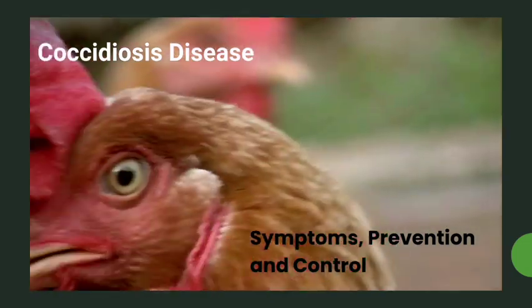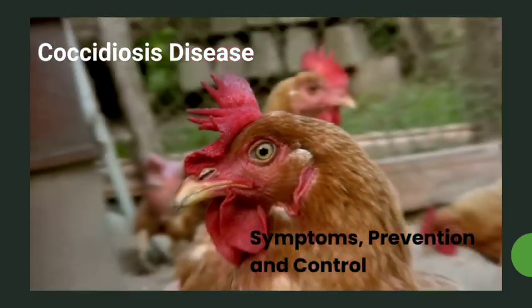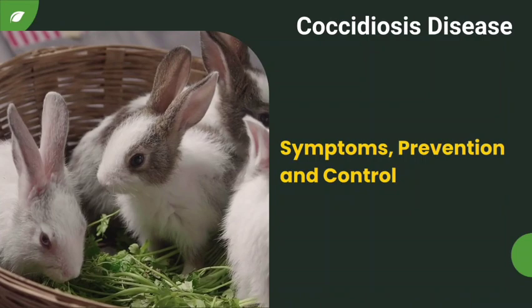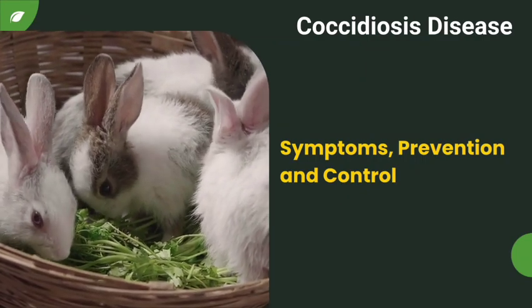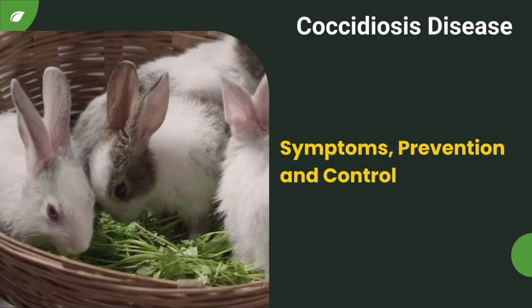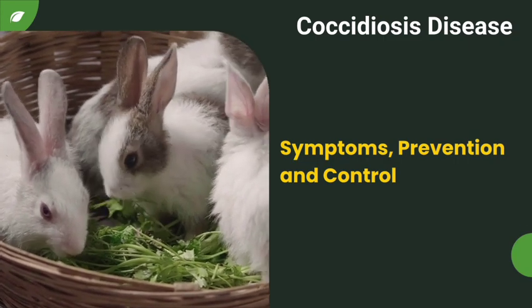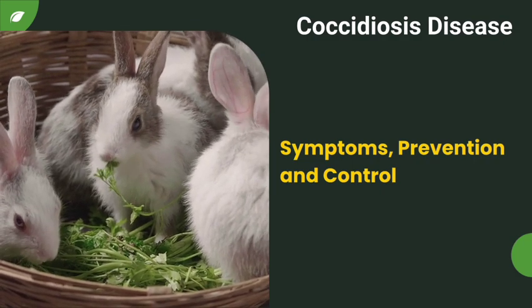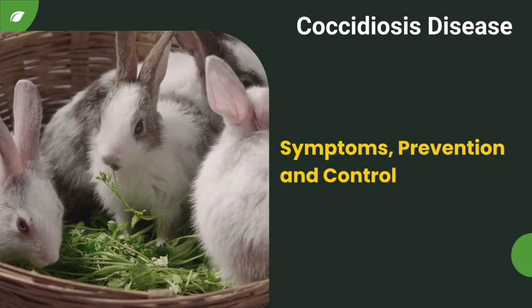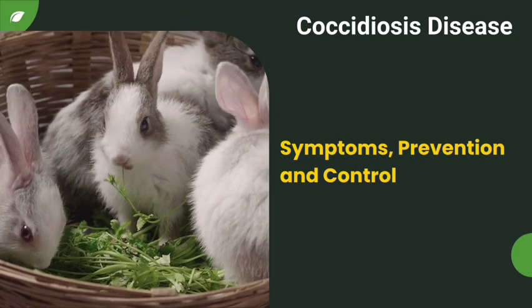There's also the need for the farmer to change litter from time to time and maintain good sanitation. One of the symptoms of coccidiosis is bloody stained diarrhea and also anemia. The bird also comes down with a ruffled feather. There's also emaciation. There's also loss of appetite.